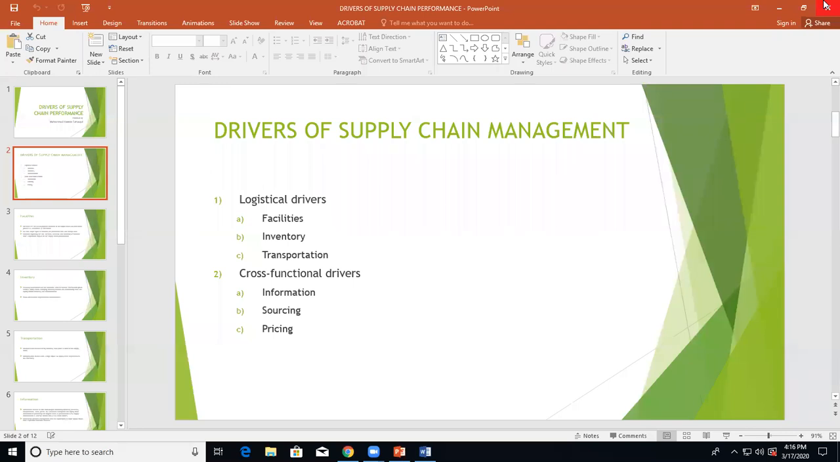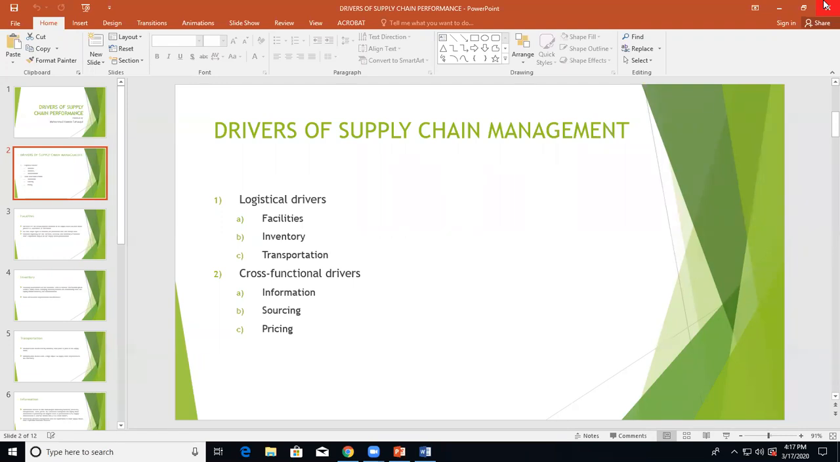Inventory, as you all know, can be of different kinds, and inventory is one of the logistical drivers. Inventory can be in process, inventory can be finished. Okay, inventory can be of raw material, inventory can be of maintenance material, inventory can be of any kind. Okay, the inventory is one of the logistical drivers. The transportation is the third driver, which is also called the logistical driver. And you know what is transportation? In that you move your inventory and products from one place to another place. Okay, this is what transportation is.